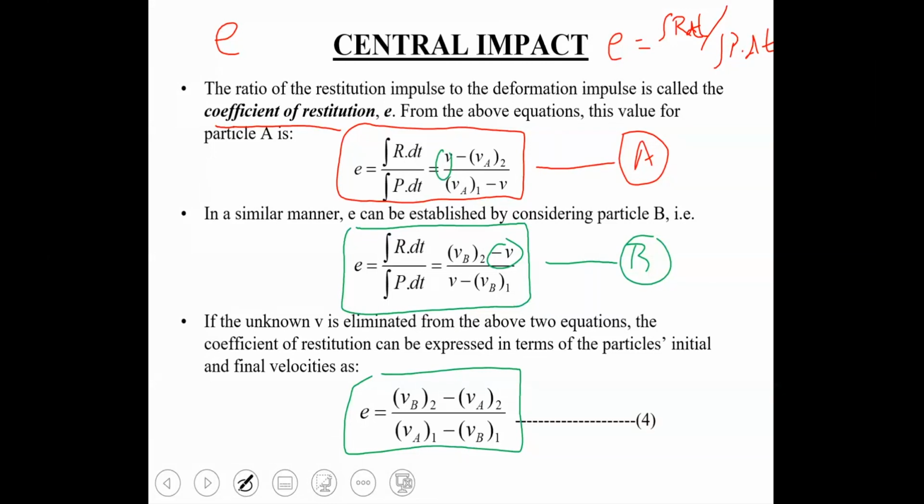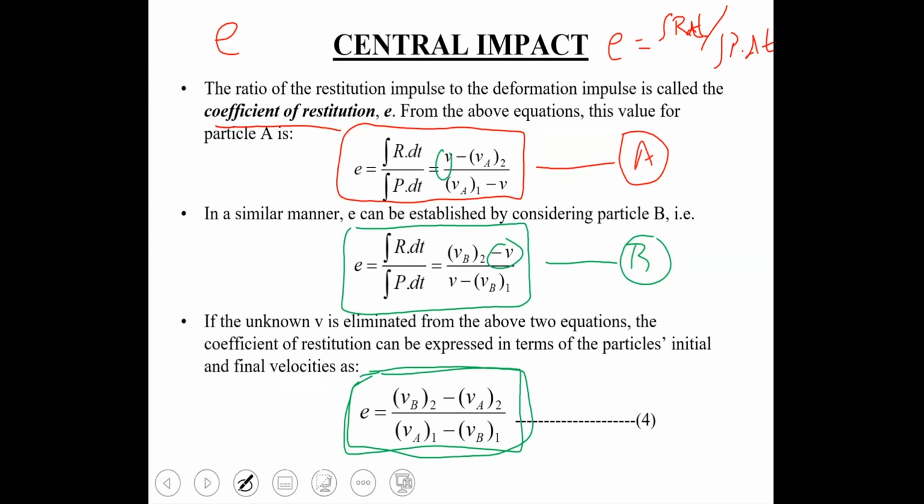Yes, sir. Let us take this mathematics as a non-submitted homework, of how you have to separate them and eliminate V. Okay. Yes, sir. So once you eliminate V from equation A and B, you are going to get the equation for the coefficient of restitution equal to VB2 minus VA2 over VA1 minus VB1.